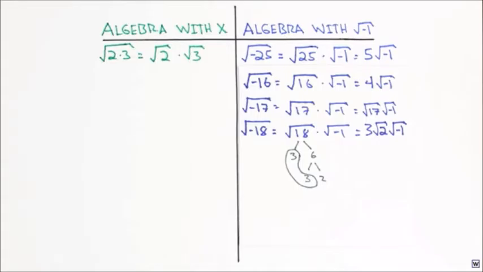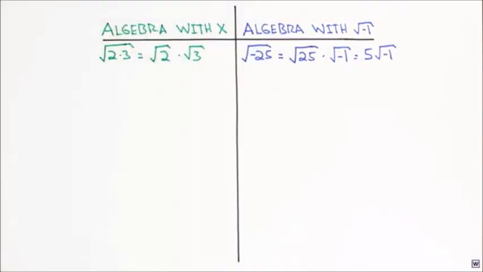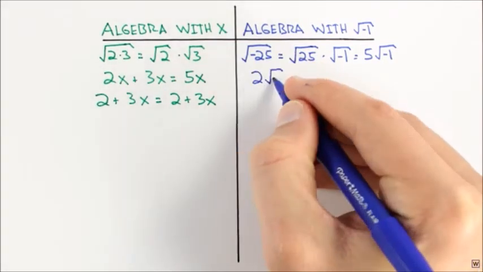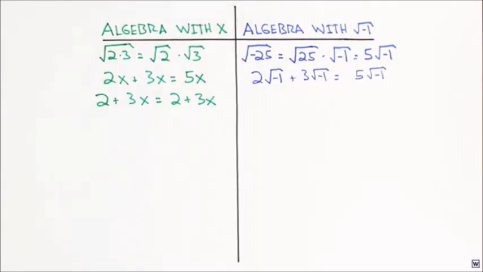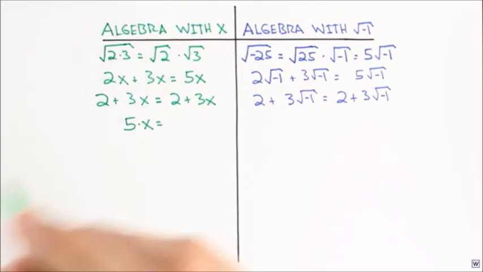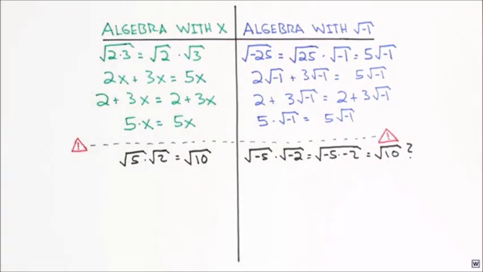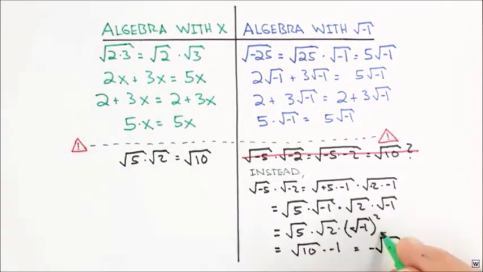Let's quickly make sure that our new numbers follow the same algebra rules as our old numbers. In algebra problems with x, only like terms can be added and subtracted. 2x plus 3x is 5x, but 2 plus 3x is just 2 plus 3x. Likewise, 2 square roots of -1 plus 3 square roots of -1 is equal to 5 square roots of -1. But 2 plus 3 square roots of -1 is just 2 plus 3 square roots of -1. Finally, unlike terms can be multiplied, just as in algebra with x. 5 times x is just 5x, and 5 times root -1 is just 5 roots of -1. Now there are some cases where our new numbers behave a little strangely, but these can often be avoided by first separating out the square root of -1.